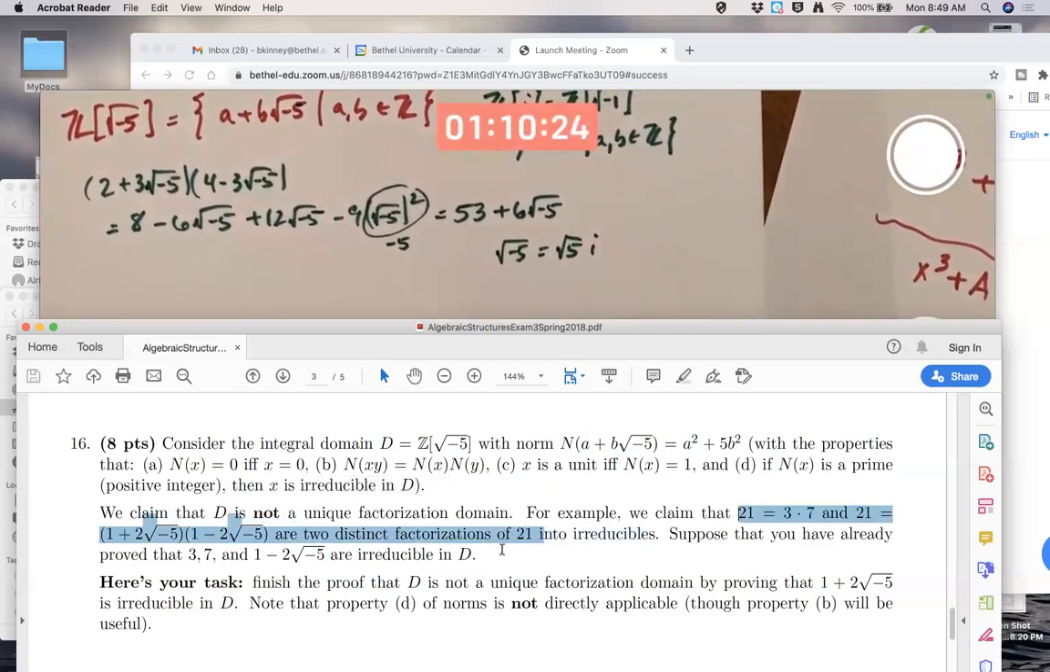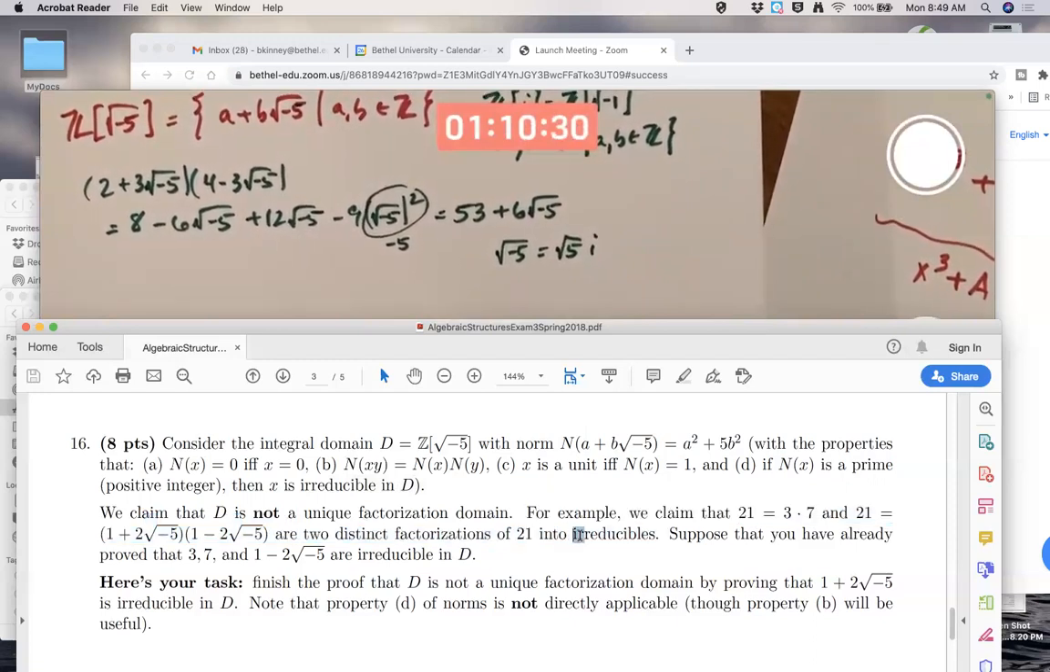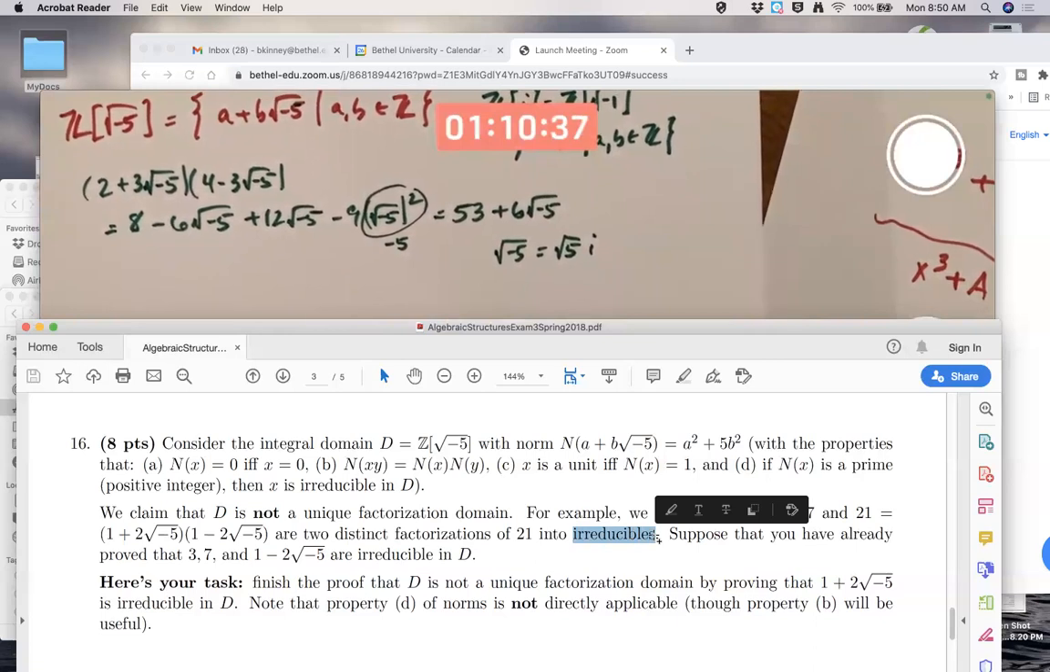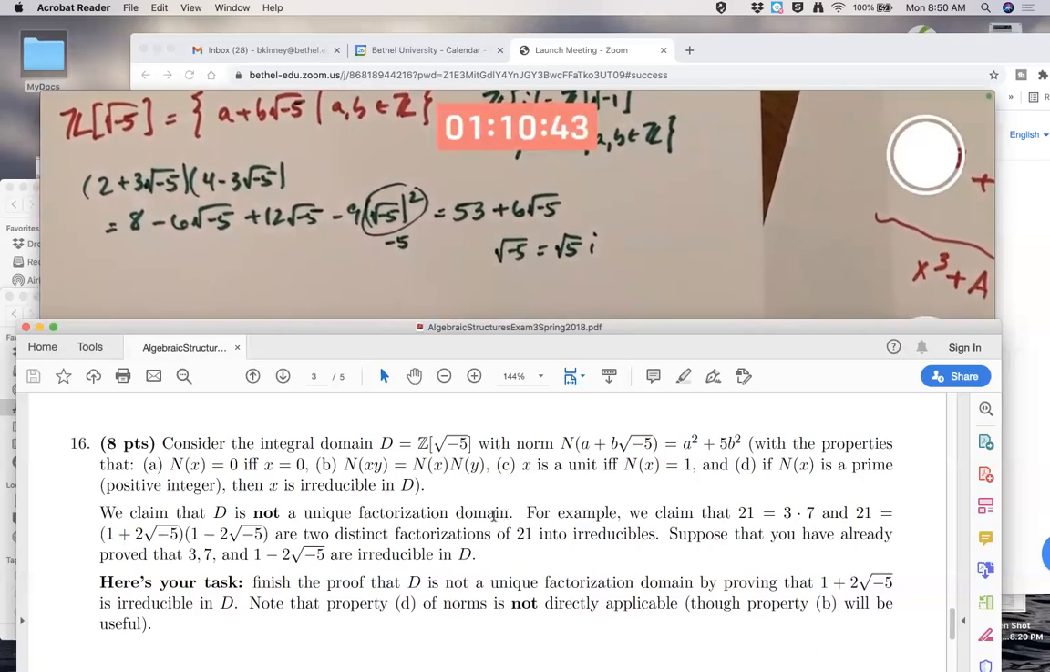21 can be factored in 2 ways in this ring into irreducibles. Notice I'm using the word irreducible here instead of prime. Here's your task. Finish the proof by proving that this is irreducible.